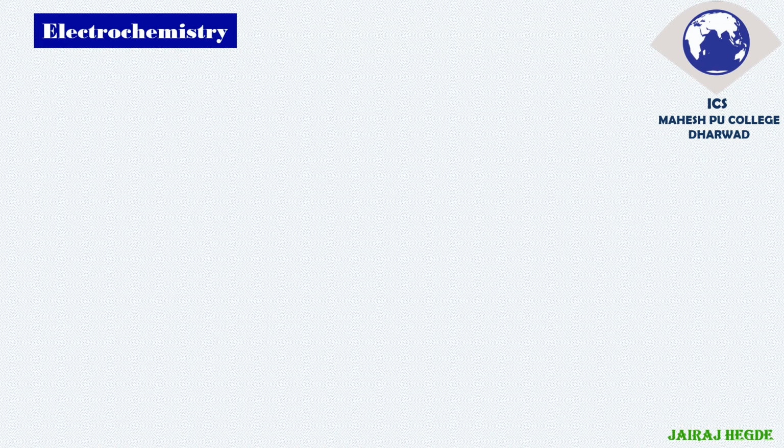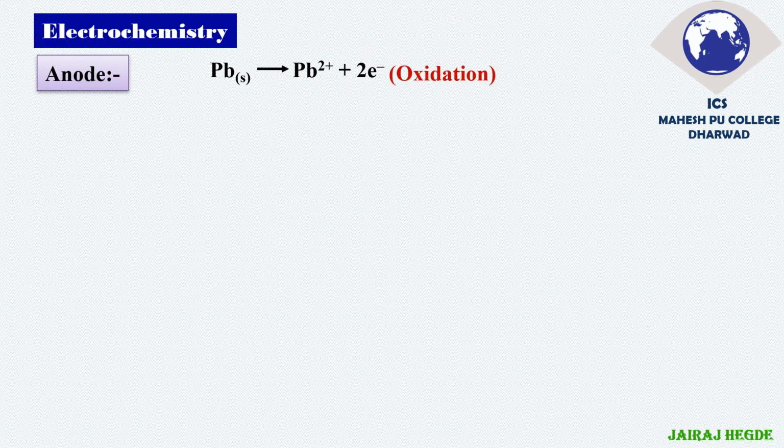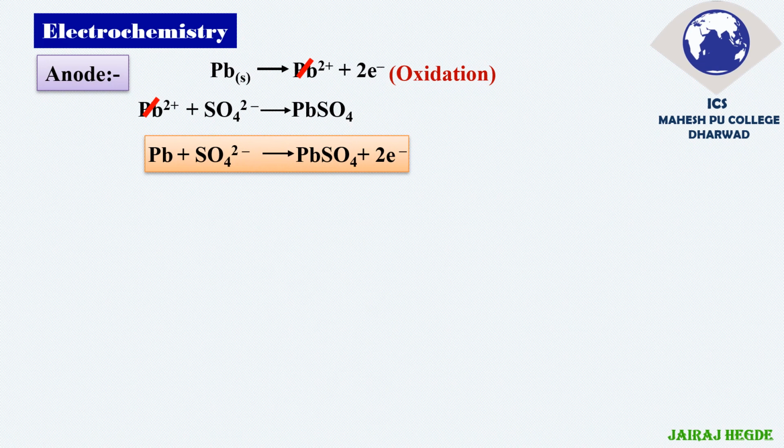Let us try to understand what the anodic and cathodic reactions are. Anodic reaction, as I have already told you: lead undergoes oxidation to form Pb2+ by giving 2 electrons, making the plate electron rich. Here the Pb2+ reacts with SO4 2- present in the solution to form PbSO4. This is the oxidation process. The overall reaction is Pb plus SO4 2- gives PbSO4 plus 2 electrons.